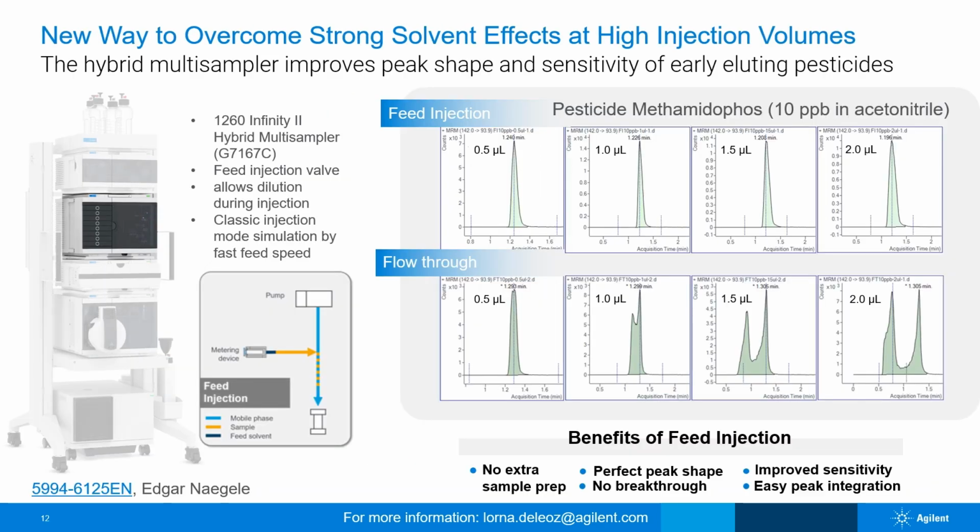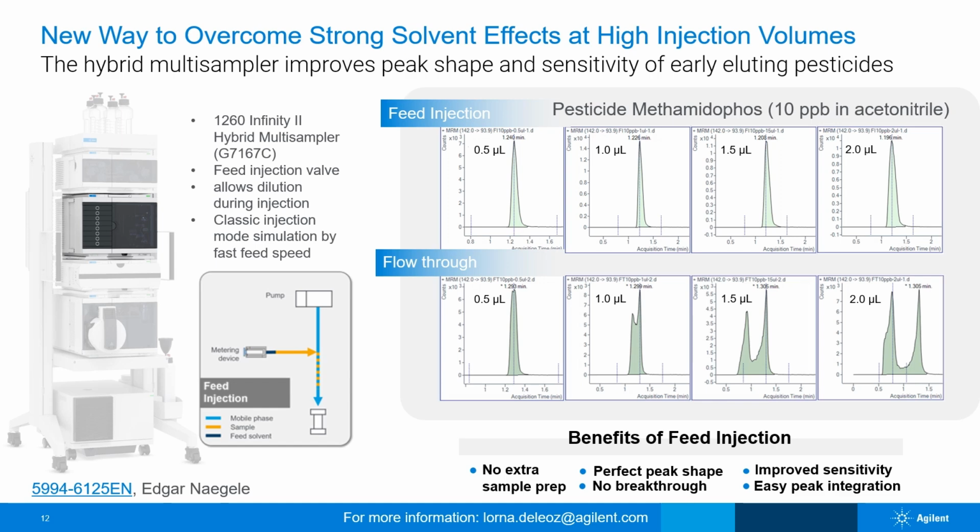The hybrid multisampler can run in two injection modes. The classic flow-through, which is how LC usually runs, and the new feed injection mode. When run in feed injection mode, the sample is infused continuously into the mobile phase stream, so it can essentially automate sandwich injections. This is especially useful at large volume injections and for samples in strong solvents after, for example, QuEChERS. So for example, there are challenges in the early pesticide eluters such as methamidophos.